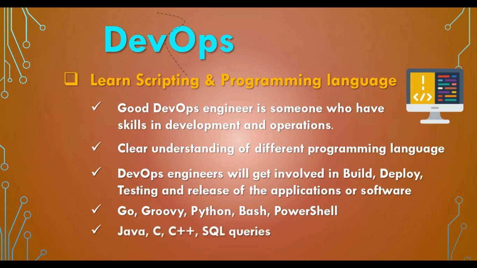Okay, so as I said, programming languages like Java, C, C++, and some SQL queries for databases. Understanding them will be really good, but you don't have to develop anything basically as a DevOps engineer. But you will have to have good scripting skills like Go, Groovy, or Python, Bash, PowerShell, so that you can automate a lot of things. So get started. If you don't have any scripting skill, I would say you get started with some scripting language.